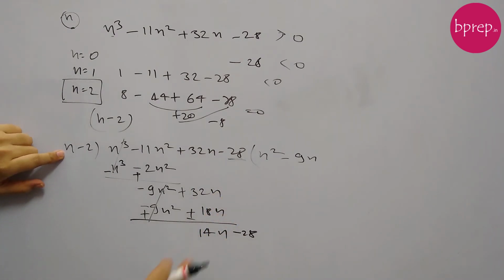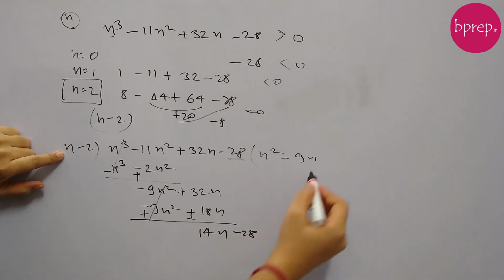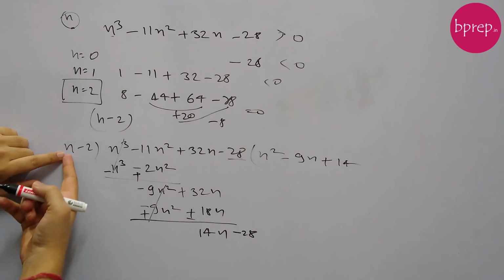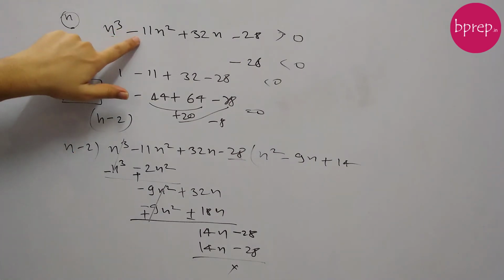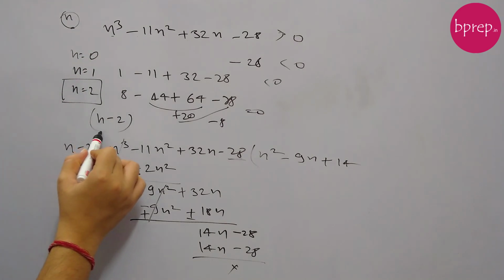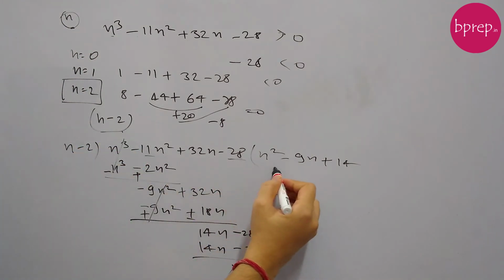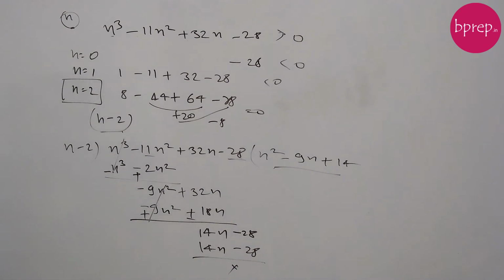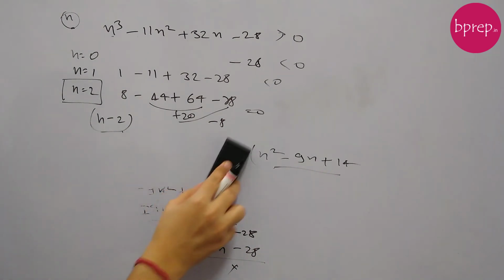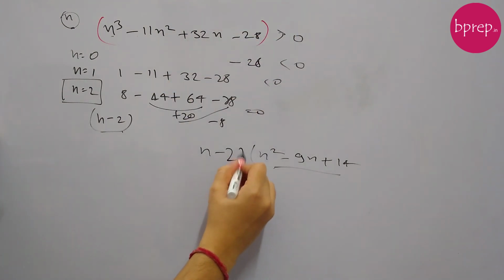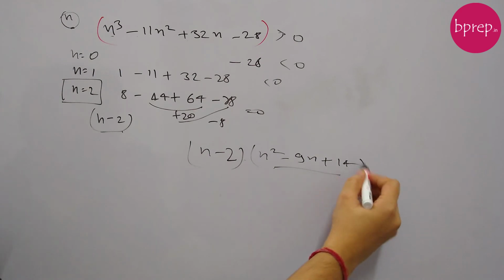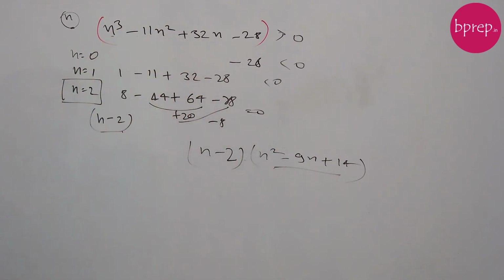Now we have n here and 14n here, so we'll multiply by plus 14. If you multiply by plus 14, then we'll get 14n minus 28. Then there won't be anything left. So this expression has factors. One factor is n minus 2, and if we divide this by n minus 2, we get this. So this expression can be written as n minus 2 and n square minus 9n plus 14. These are the two factors of this expression.